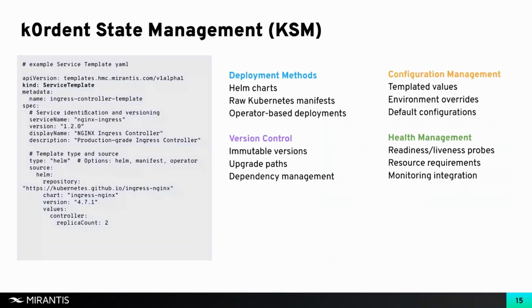KSM uses service templates to standardize how platform services are bootstrapped and updated. A service template includes deployment method, configuration values, health settings, hardware requirements, and version controls. This keeps services consistent across clusters, preventing configuration drift and reducing manual lifecycle management.